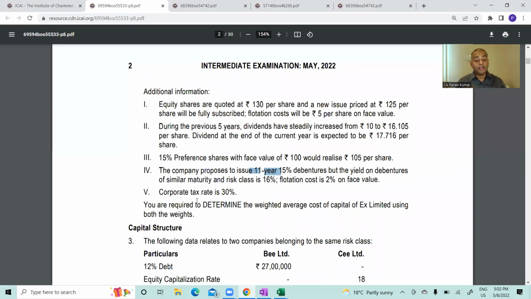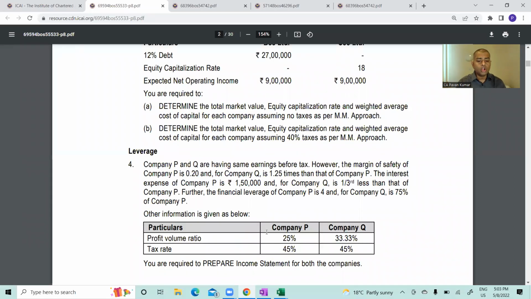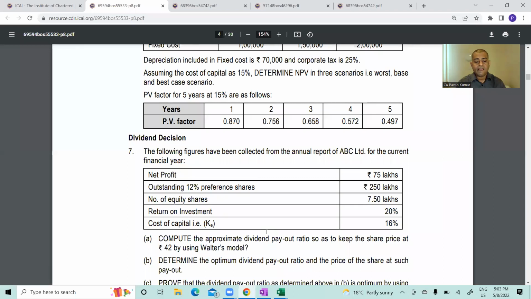Okay, now corporate tax rate is 30%. They have given corporate tax rate also. Now you are required to determine the weighted average cost of capital of X Limited using both the weights. What both the weights? Both the weights means one is book value weights, one is market value weights. So shall we do that? Put the heading. RTP May 2022 cost of capital.